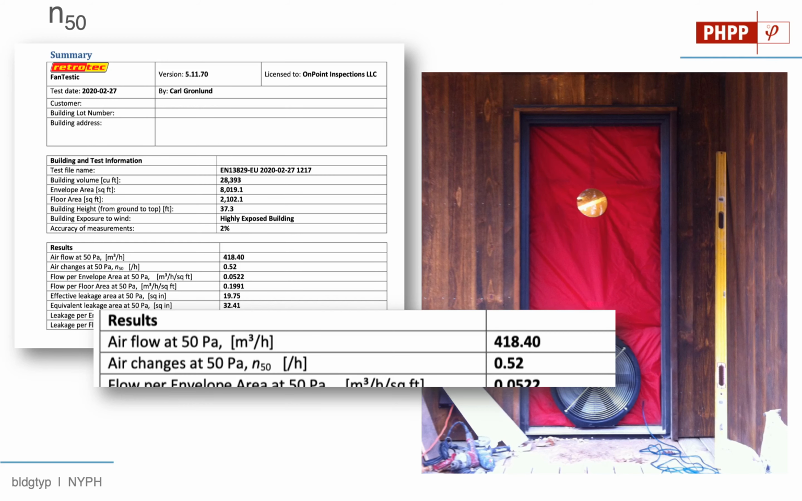So okay, we have our volumes. Those are pretty straightforward, I think. It's complicated, it's weird that there's two of them, but okay, fine, whatever. Then we have the N50. We've said already the N50 comes from your blower door test.